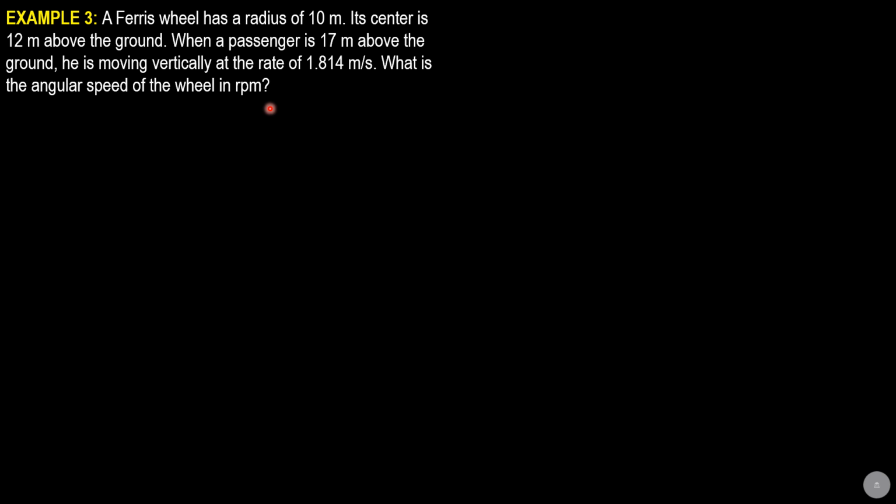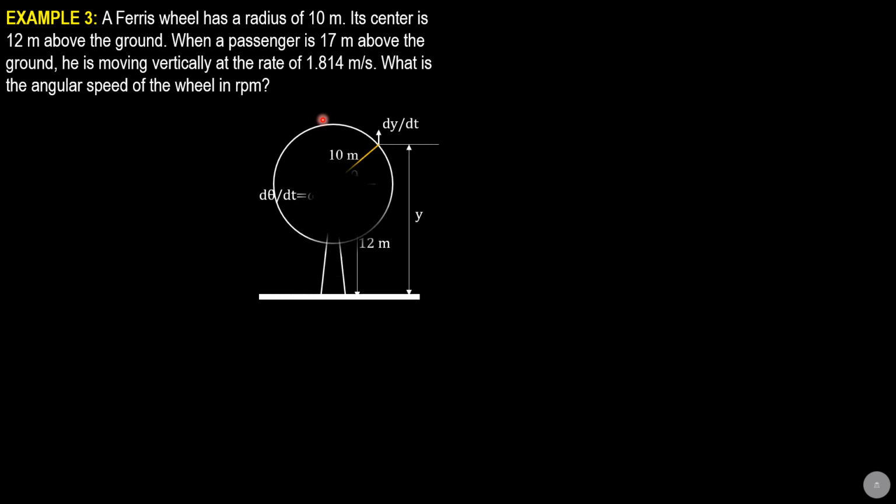So to help visualize the situation, let's draw a Ferris wheel, and the center is 12 meters above the ground, and the wheel is rotating, let us say, counterclockwise, and the radius of the wheel is 10 meters. This is the position of the man, and the angle also changes. So the rate of change of the angle, d theta dt, is omega, and this is still in radians per second, and we will convert that later to revolutions per minute.